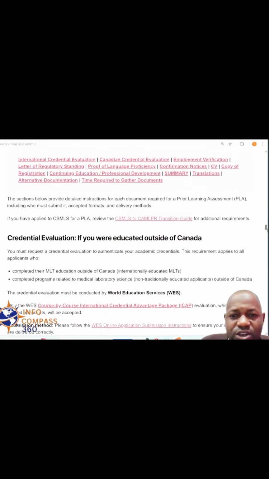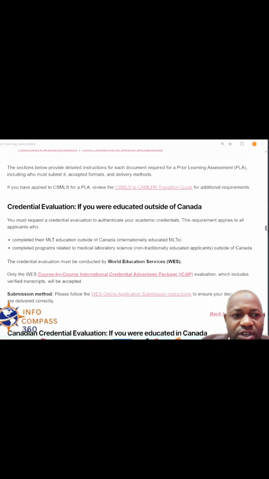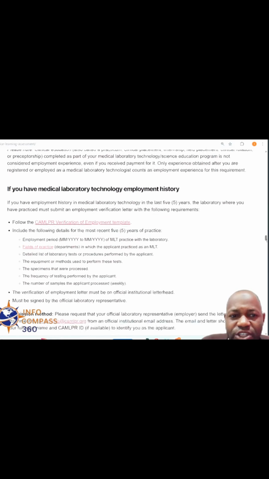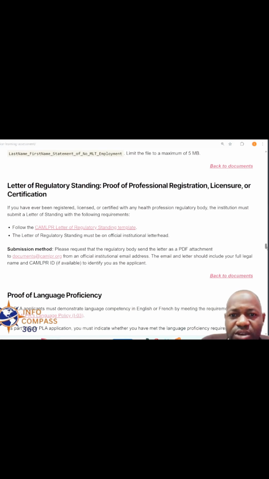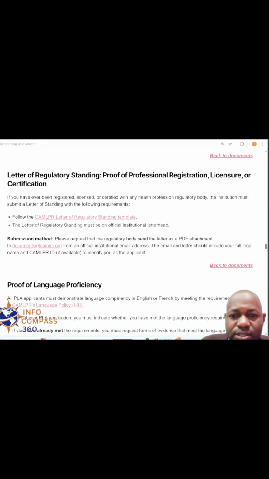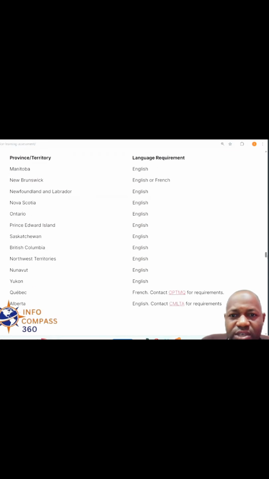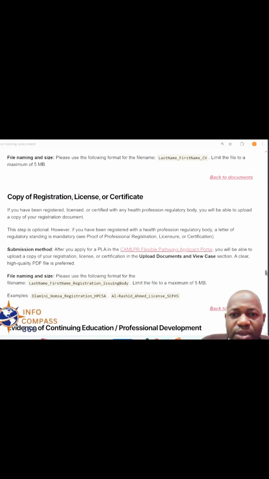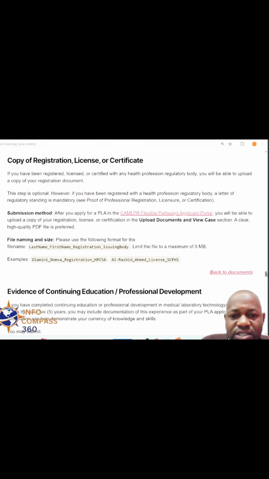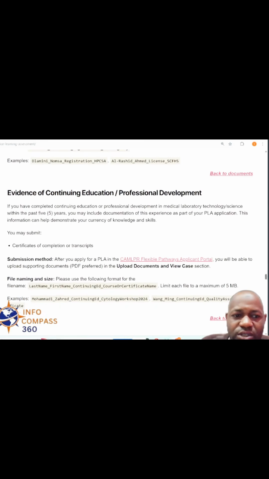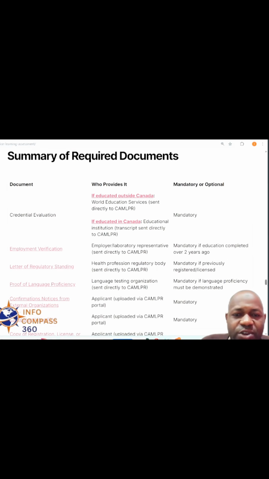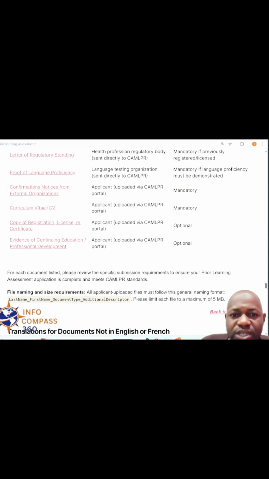So these are the documents you require: credential evaluation, employment verification, your letter of regulatory standing, proof of English proficiency, your resume, a copy of your registration license and certificate, continuing education, and so on. This is a summary of the required documents that you would need for your PLA.